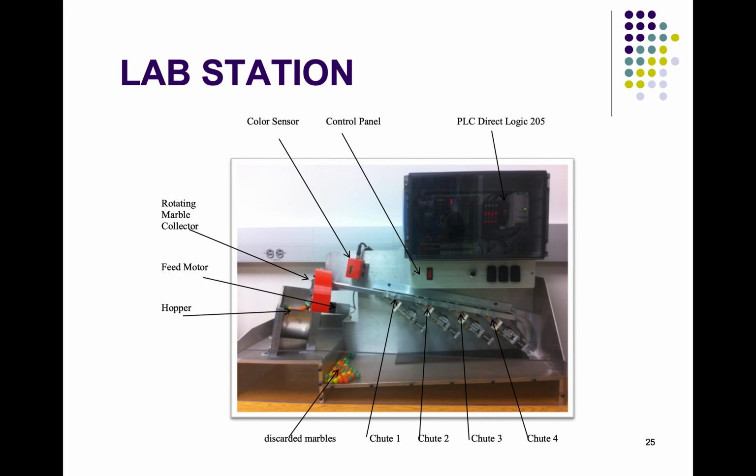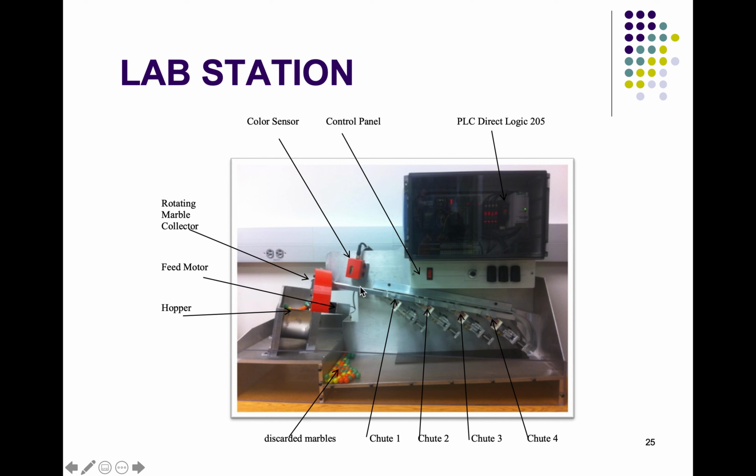We have a hopper which will have all the marbles inside. Then we have a feed motor which can be turned on. Whenever we turn on this feed motor, it has a rotating marble collector that will collect a marble and send it into this slanted rail. Then it will go through this rail and fall down to the base.